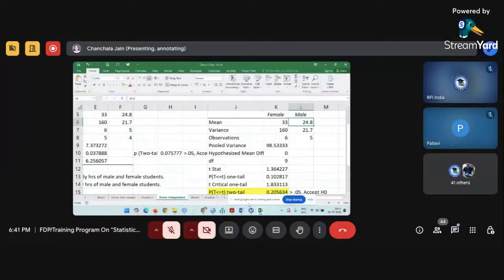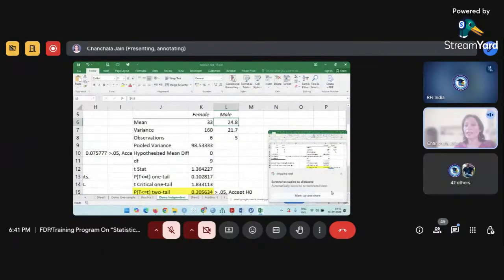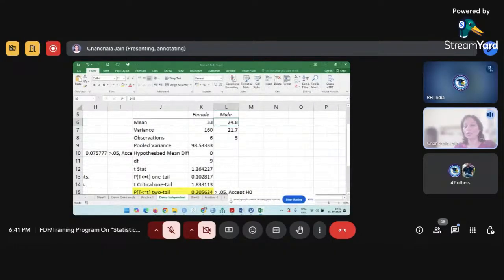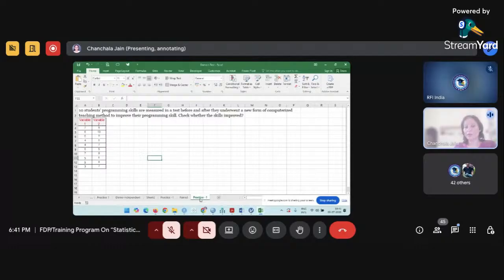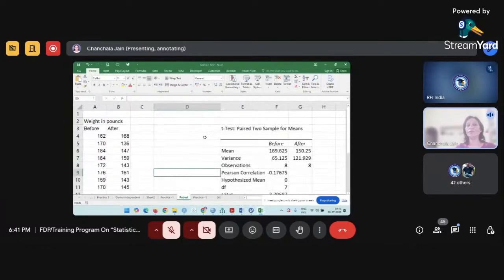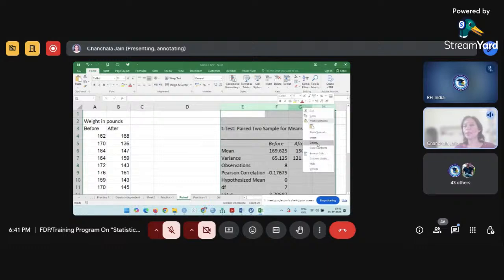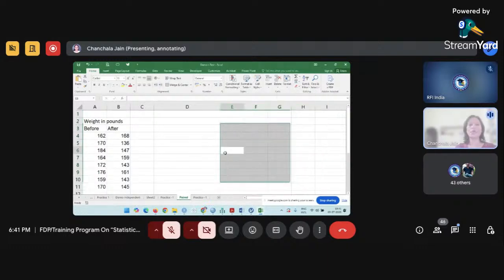Next sheet is the practice sheet. You can check it and use the practice sheet to perform the independent sample t-test on that, or maybe you can use the same sheet again, right? And you can do the calculations. So that way you can perform the independent sample t-test twice. Now moving to the next sheet named paired. I hope everyone has got it.